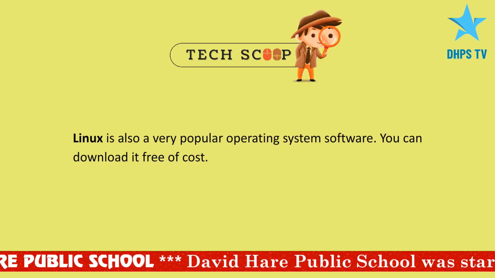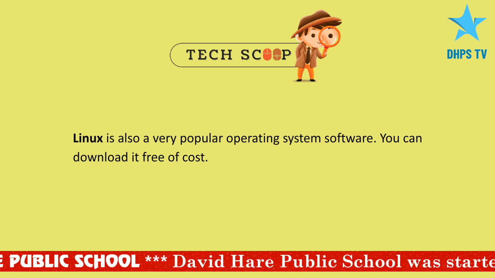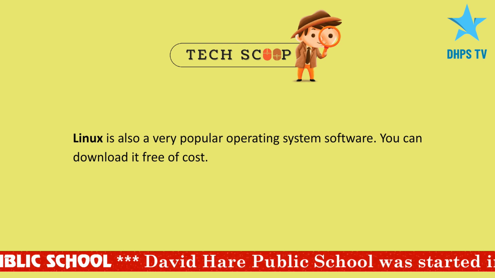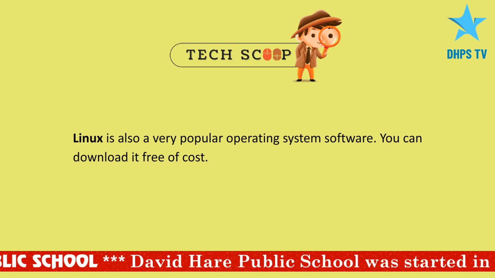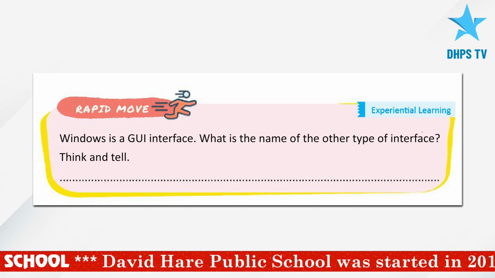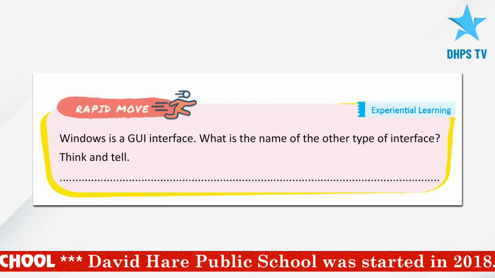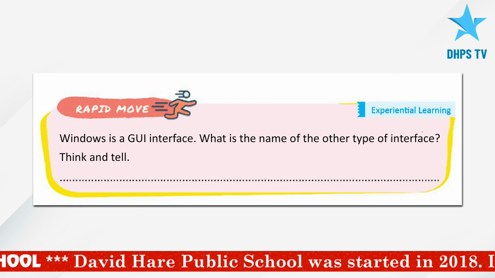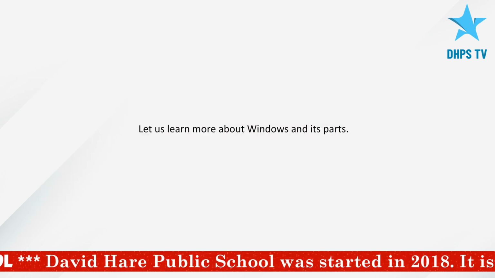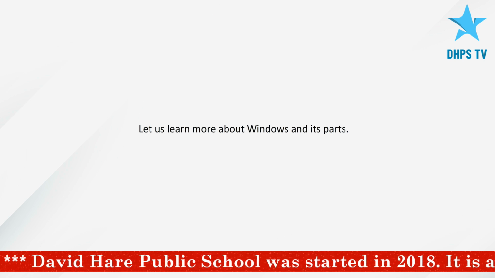Tech Scoop. Linux is also a very popular operating system software. You can download it free of cost. Rapid Move. Windows is a GUI interface. What is the name of the other type of interface? Think and tell. Let us learn more about Windows and its parts.